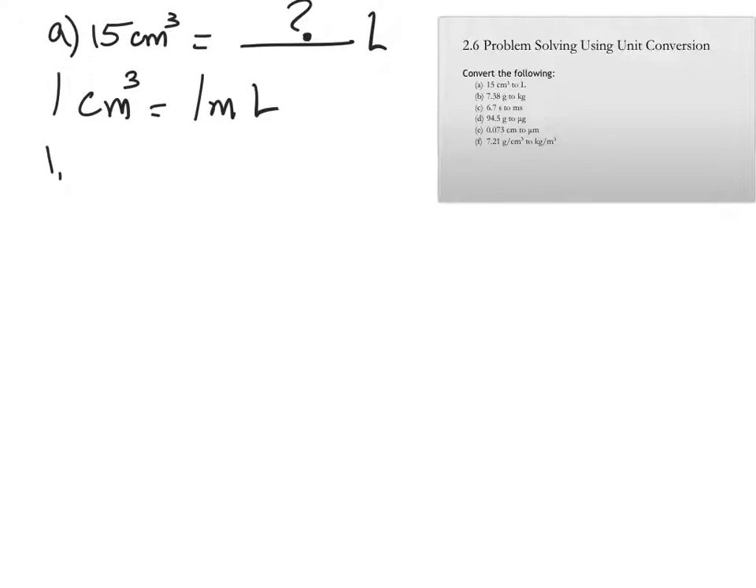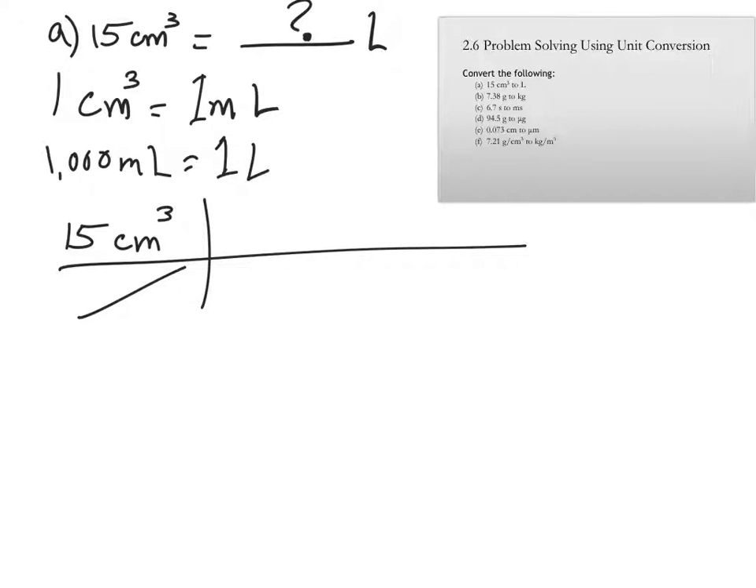Now we also need to convert milliliters into liters. There's 1,000 of them. Now we can just start the problem. So 15 cubic centimeters are given or measured quantity, always first in the top left corner, times the first necessary conversion factor. Since we want to get rid of cubic centimeters, we use this one here, and so it's 1 cubic centimeter underneath 1 milliliter, and then we multiply by the final one.